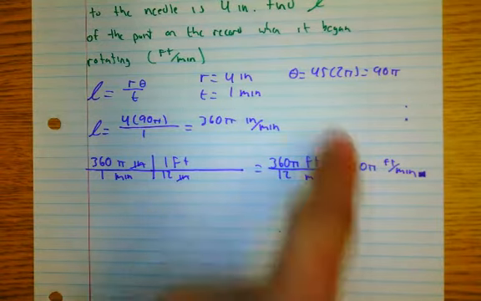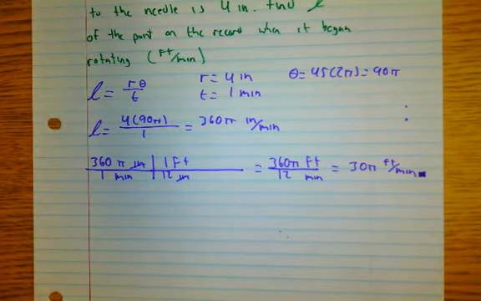Because you have 45 revolutions, and each revolution is 2 pi radians, if you start here and rotate, that's 2 pi, 4 pi, 6 pi, and so on until you reach 45 revolutions. Instead of doing that, 45 times 2 pi gives you 90 pi. Cool? At that point, you have everything you need.